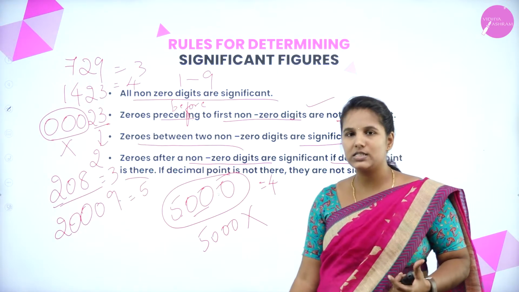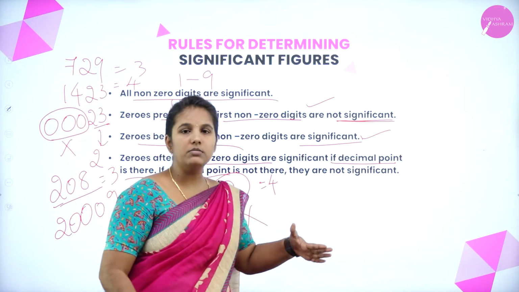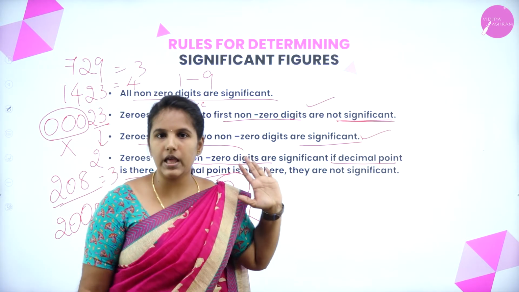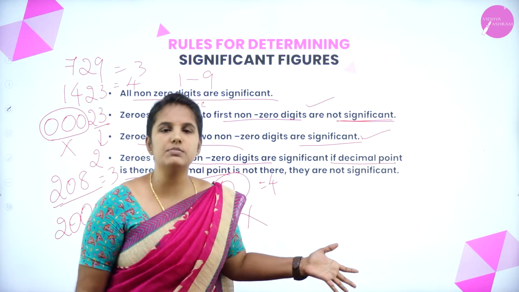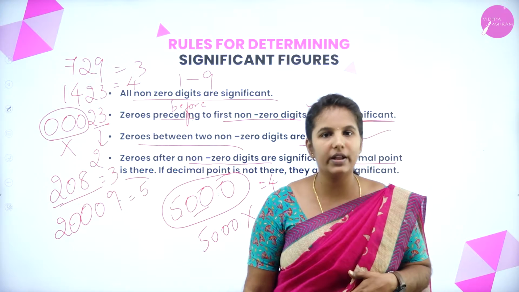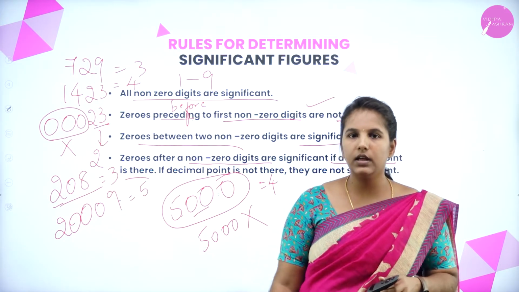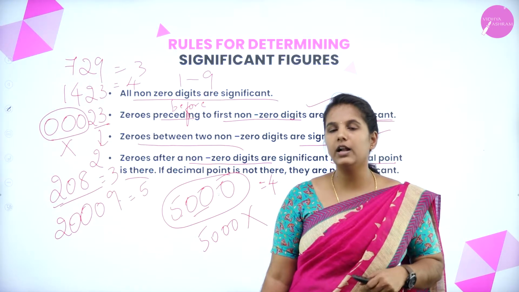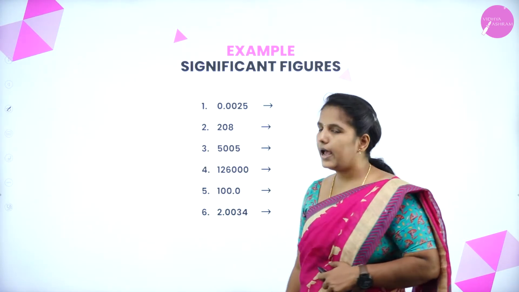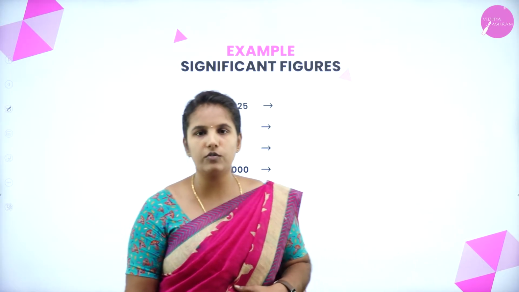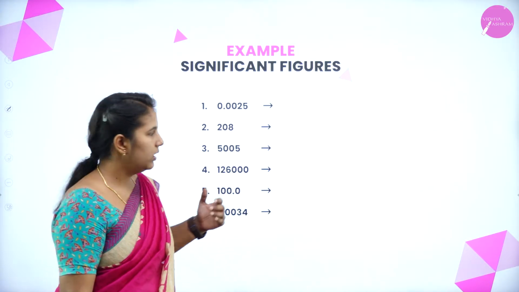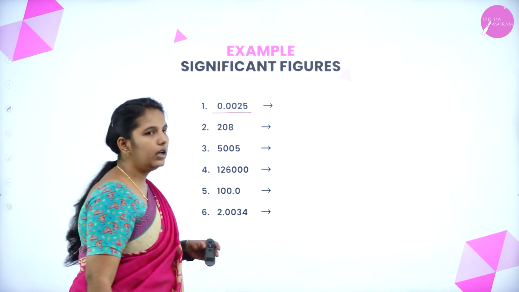The fourth one says that for a zero that comes after the non-zero digits, only when the decimal point is there do we have to consider it. If there is no decimal point, then we have to neglect it, because it is not a significant figure. Okay. These are the rules. You have to keep them in mind before identifying the significant figures. Here, I have listed a few examples of significant figures and you have to identify them by applying the rules.